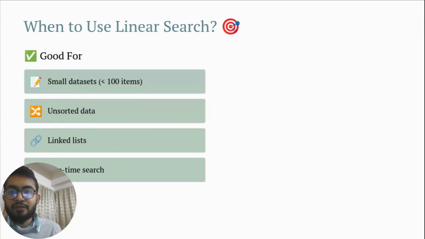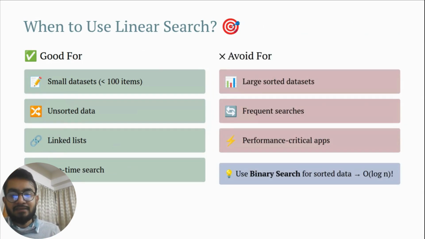So when to use linear search? As it searches sequentially, one by one, if you have millions of data, then you are looking through those millions of data one by one. So I think you already understand that this is not good for large data sets. It is good for small data sets, it also works for unsorted data, and also works for linked lists and one-time searches.